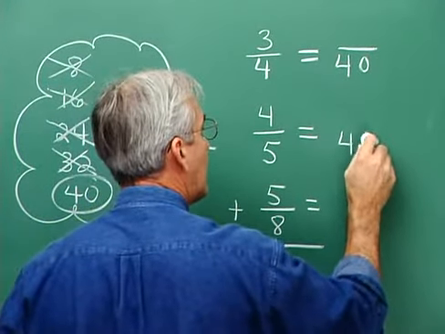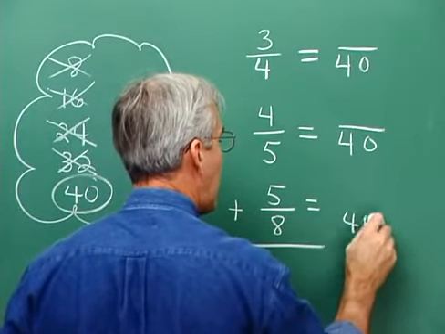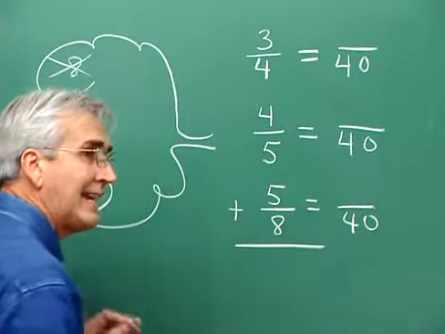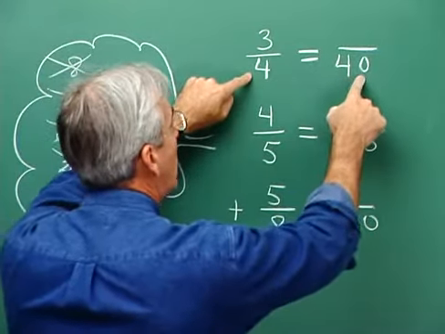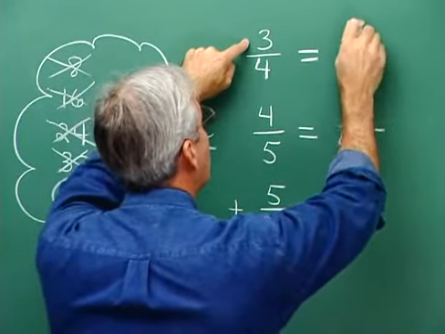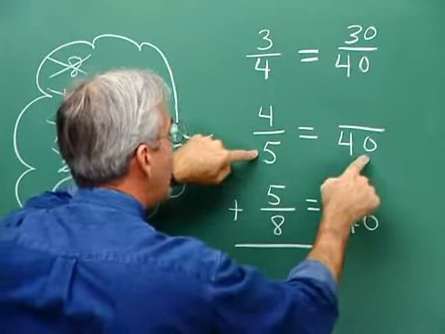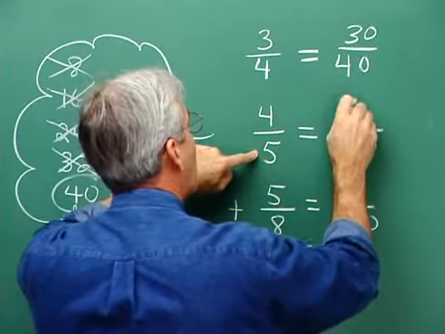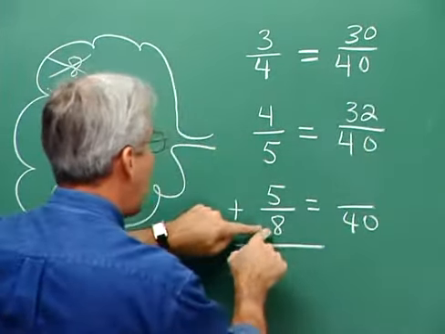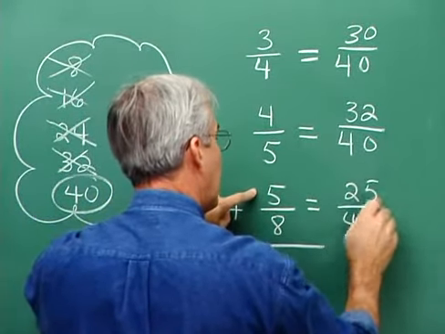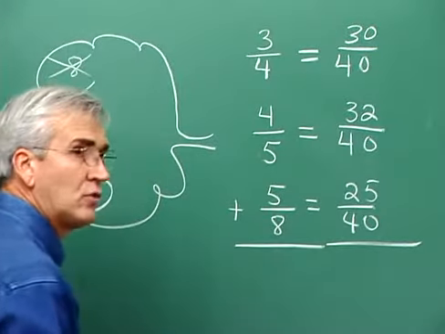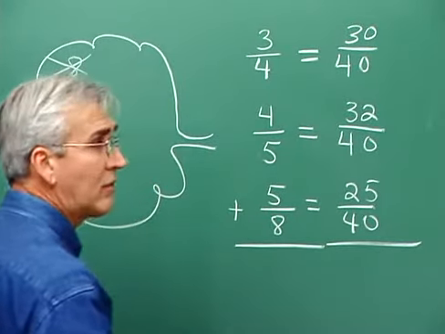And again, I recommend highly that you write that denominator and then identify the numerator. Don't do it all on the fly. All right, 4 into 40 goes 10. 10 times 3, 30. Then here, 5 into 40 goes 8. 8 times 4, 32. 8 into 40 goes 5. 5 times 5, 25. Now that we have new fractions with a common denominator, we bring the fractions together.